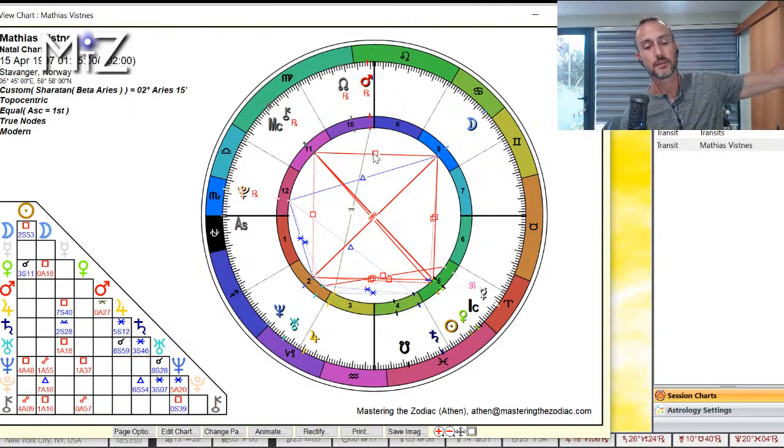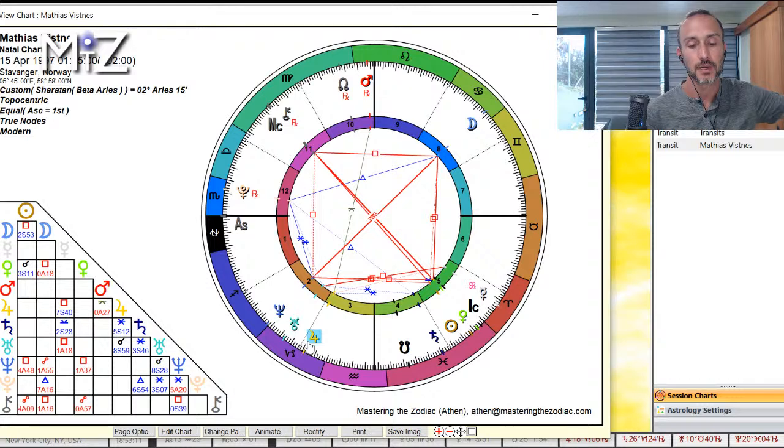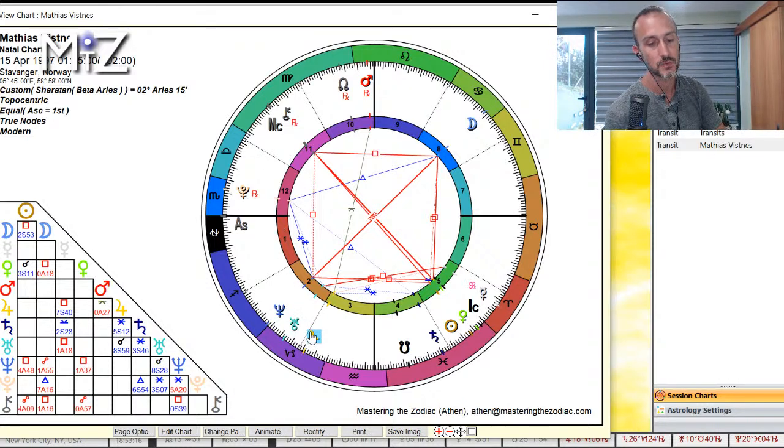Then you have the outer planets, or before the outer planets, a better term would be the middle planets. So you would have Jupiter and Saturn as your middle planets. Now, once we get to this point of the chart, it doesn't represent so much the personality. It's a much deeper side of the personality.